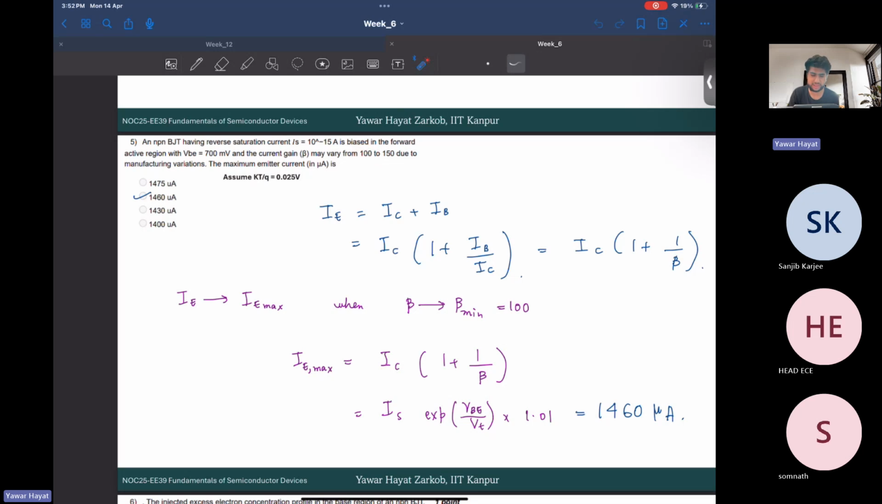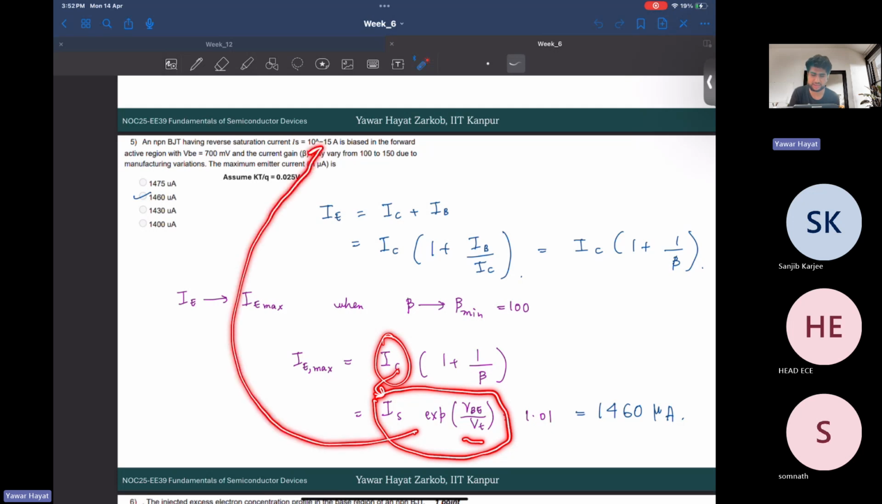Once you substitute that and you put VBE as 700 millivolts, because we know the expression of this. What is the expression for IC? IC you can write as IS times exponential of VBE by VT, where this IS is 10 to the power minus 15. Correct?